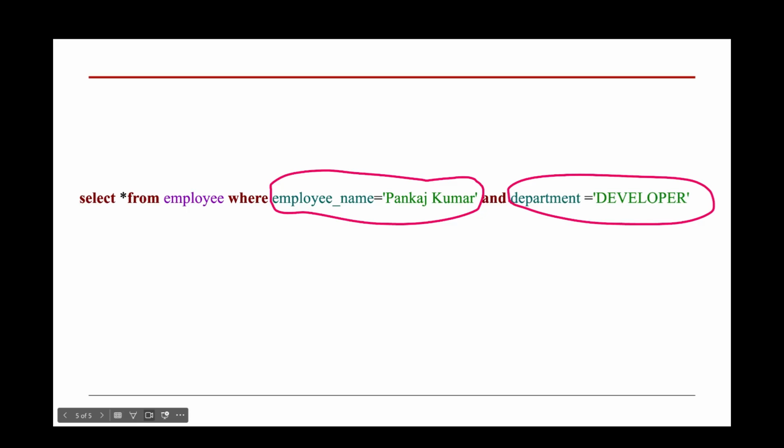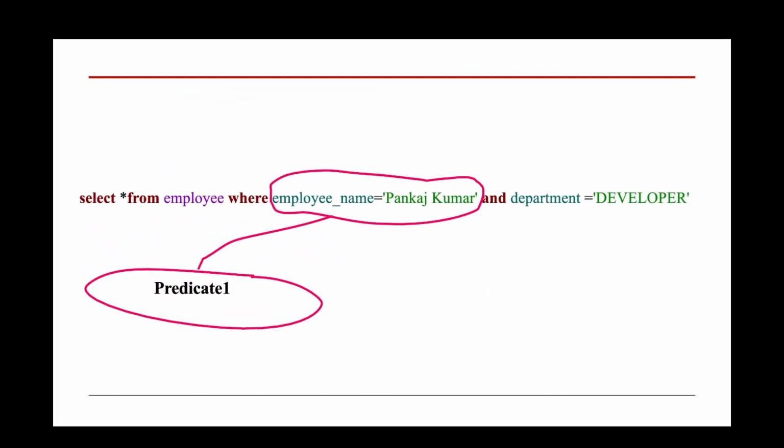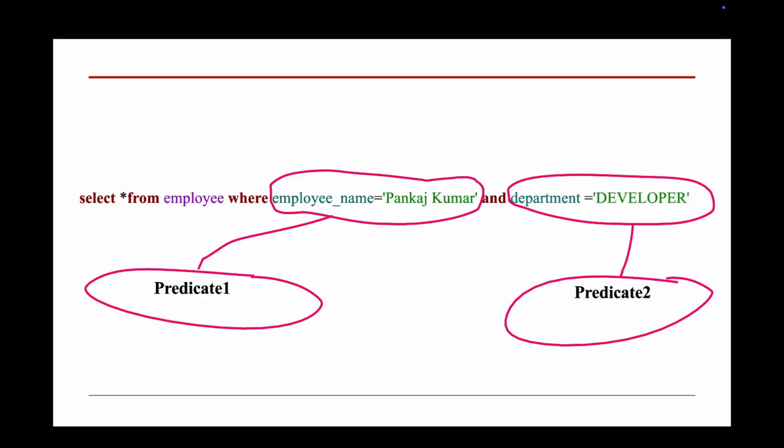The cool part is, we can do exactly the same thing with the Criteria API. Here's how. First, we create one predicate for the employee name condition. Then another predicate for the department condition. After that, we combine these 2 predicates.